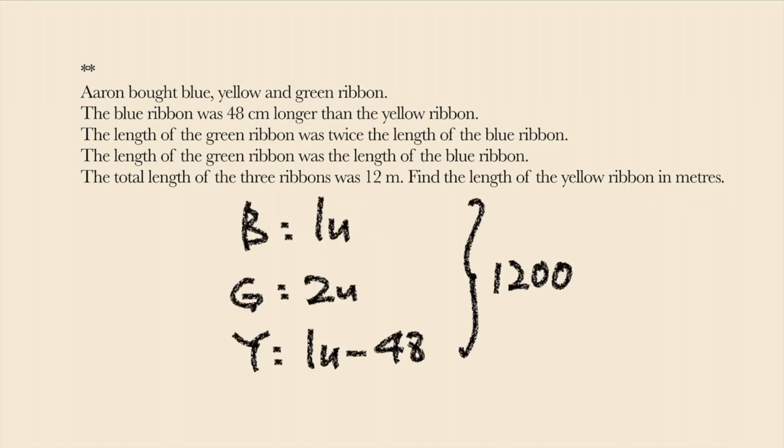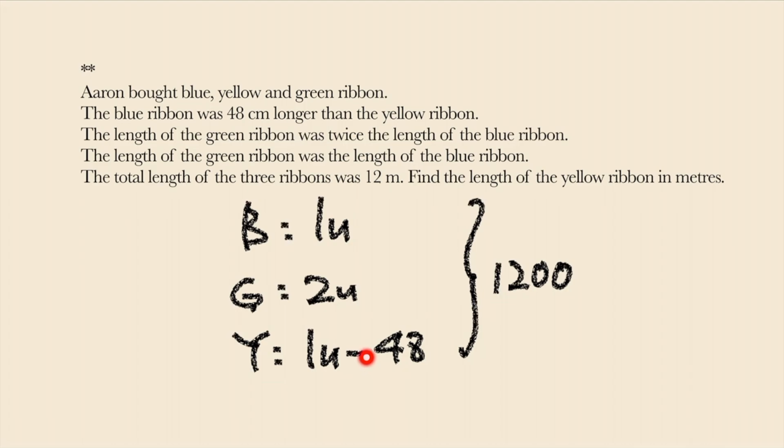Okay, so B is 48 cm longer than yellow, so B will be 1 unit. Yellow will be less because B is longer, yeah? Which means Y is shorter. How much shorter? 48 cm shorter.